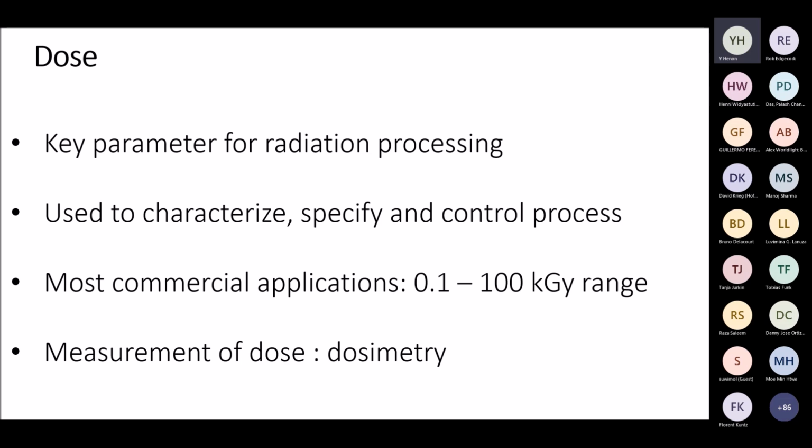It's important because the effects on products upon irradiation are linked to the dose. The higher the dose, the more effects there will be on the product, whether chemical, biological, or others. The dose is very convenient because it is used to characterize the process, to specify it, and also to control it. So you will check that, say, the job was properly done by verifying the dose.